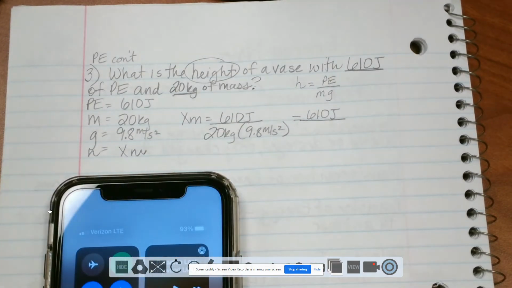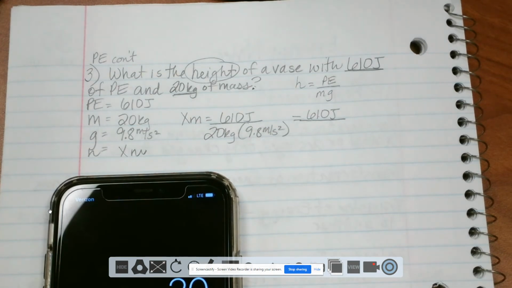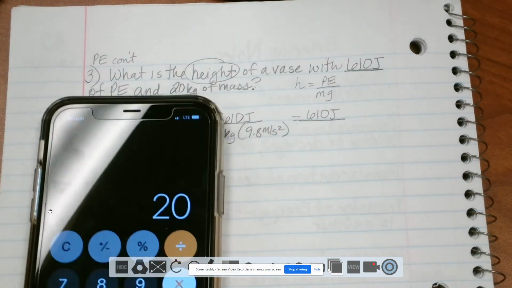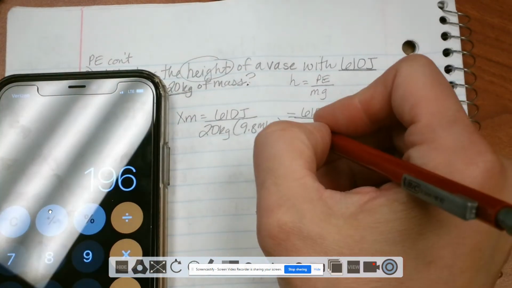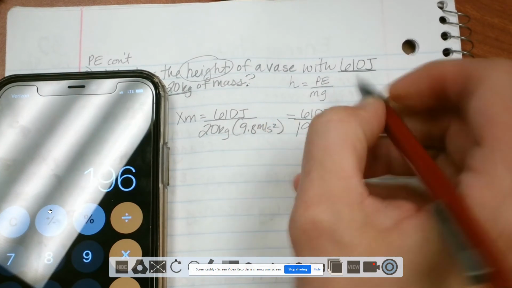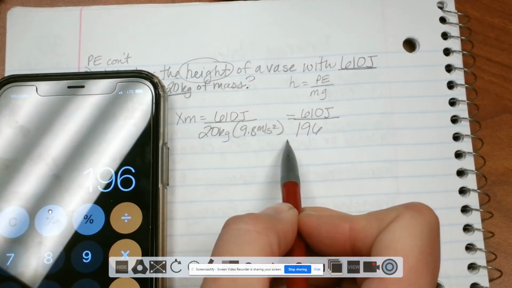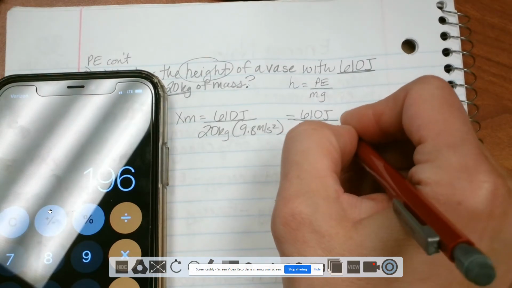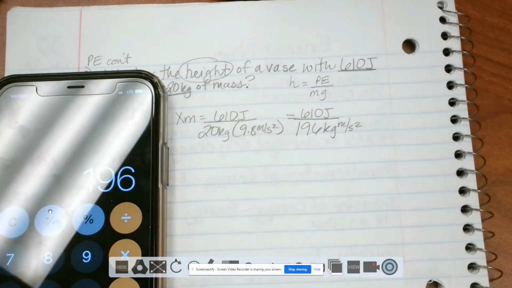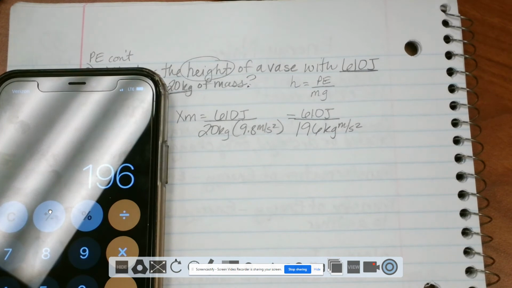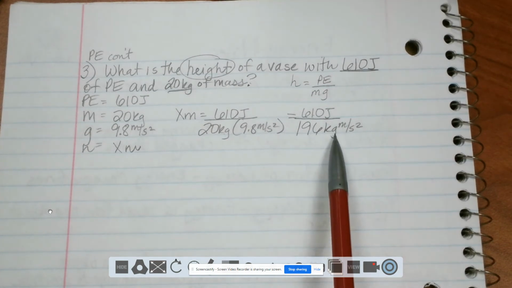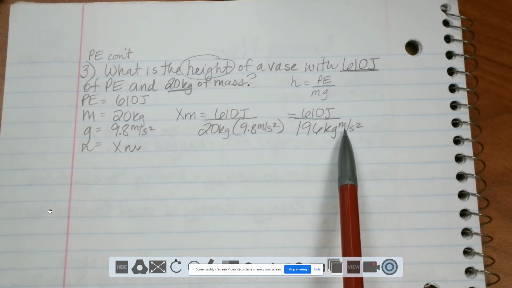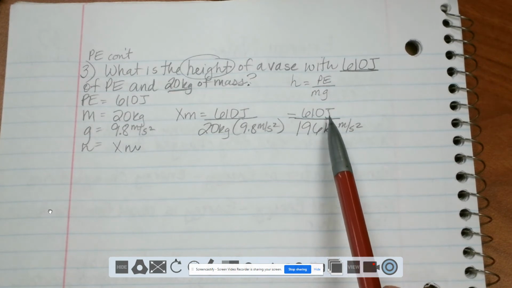So I'm going to bring up my calculator. I'm going to go 20 times 9.8, and that's going to give me 196. Now, if I do the units, it's kilograms times meters per second squared. Hey, we've seen that, right? Kilograms meters per second squared. You guys remember that? So we technically are ready, and this is a Newton, if you can't remember. Remember, kilograms meters per second squared is a Newton.